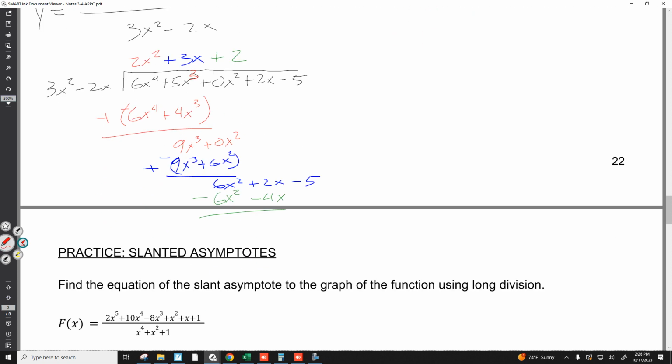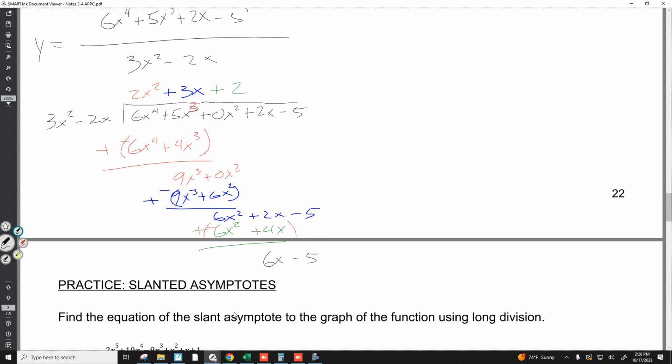You happy now? I did. Did you get a remainder of 6x minus 5? Okay. Now, hold on. What do you have? Explain the meaning of what you just did. I divided it and got the slant. No. Close. I like your thought.